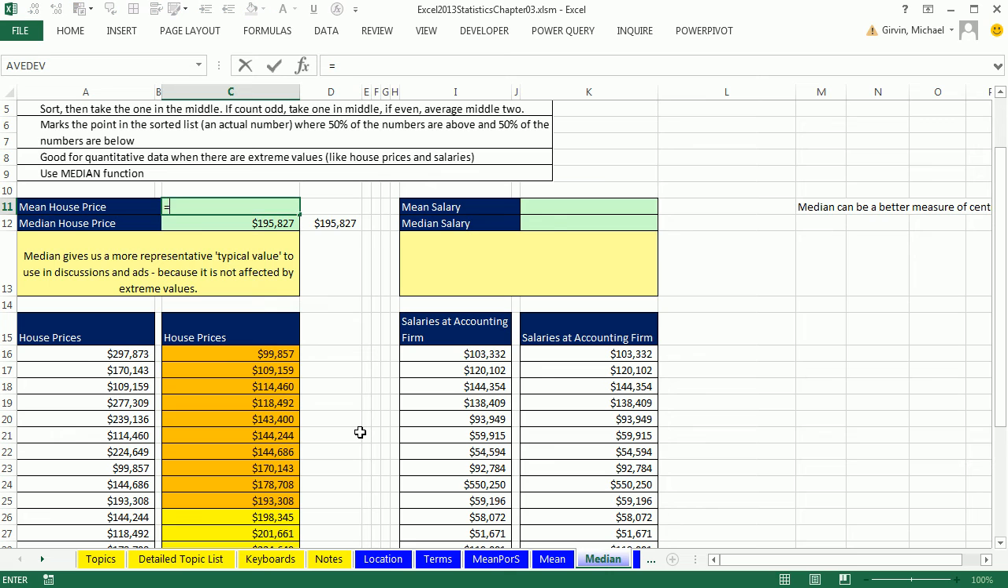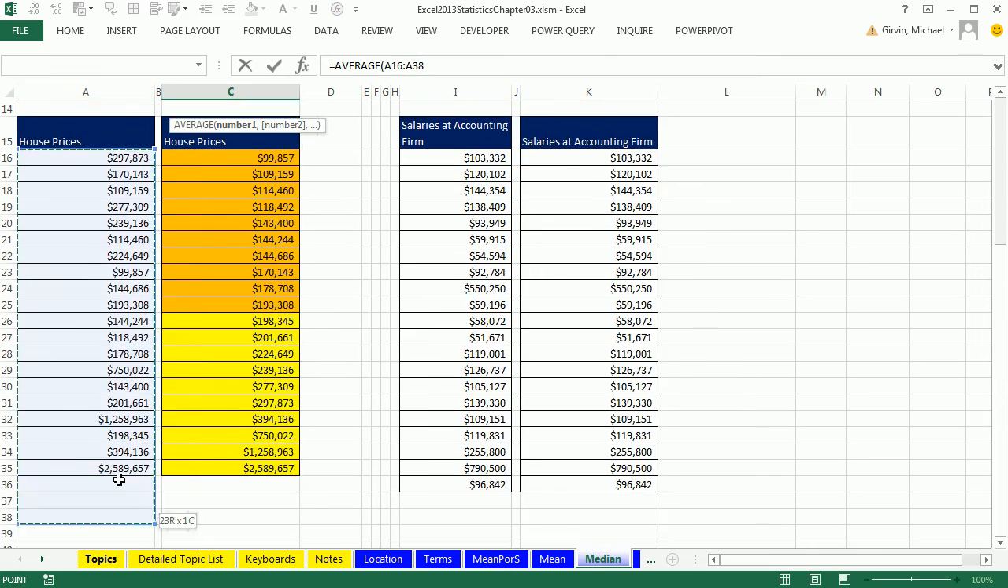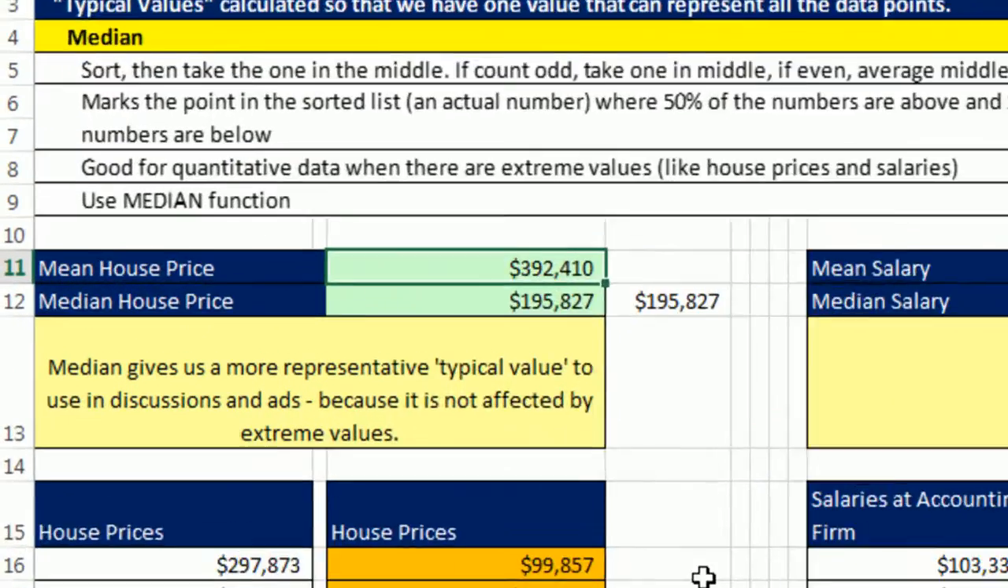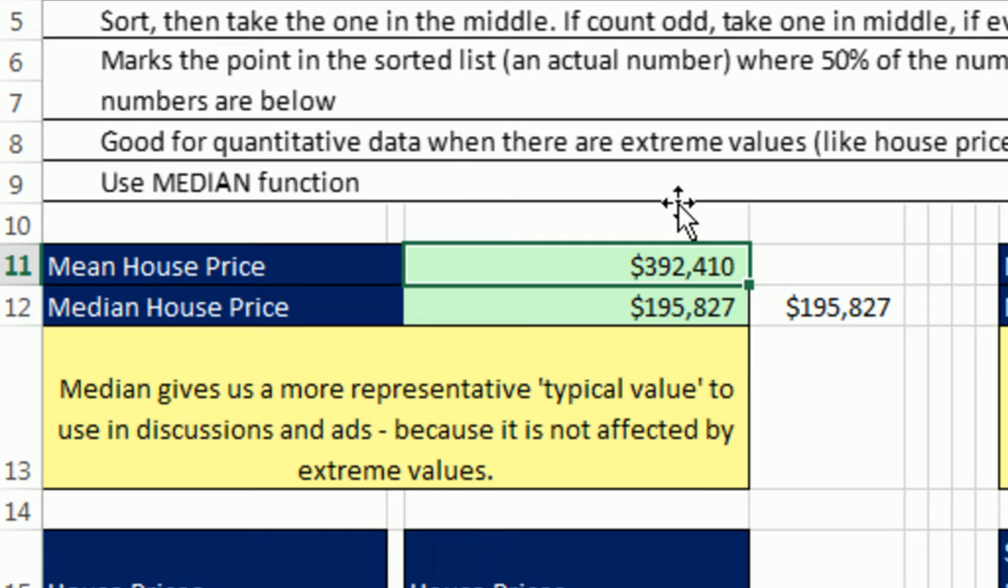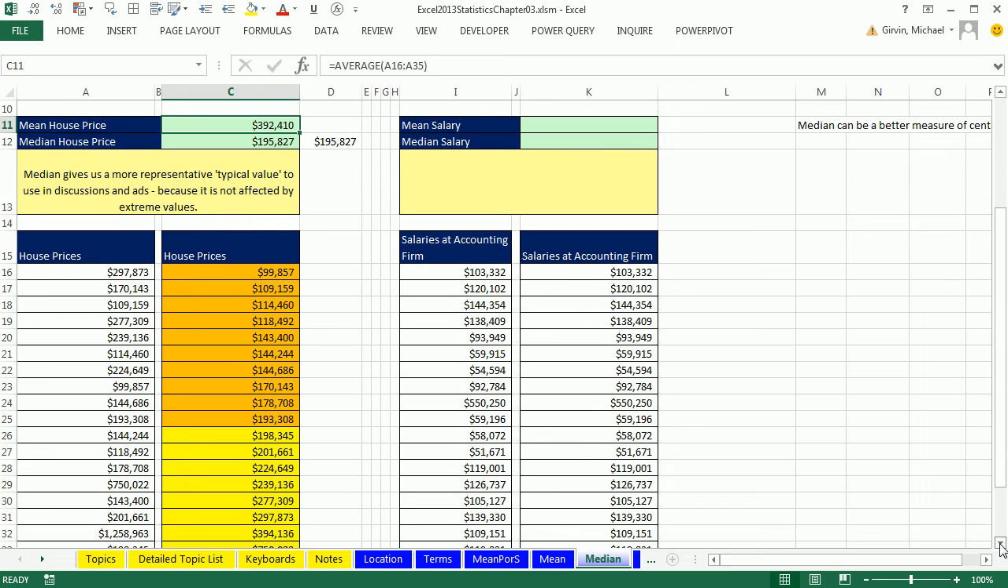Now, here's what you probably don't want to do when there's extreme values. Remember, we're trying to find a typical value, one value that represents all the data points fairly that we can use in discussions and in other ways. So I'm going to highlight the data set. And, oh, the mean is 392,410.